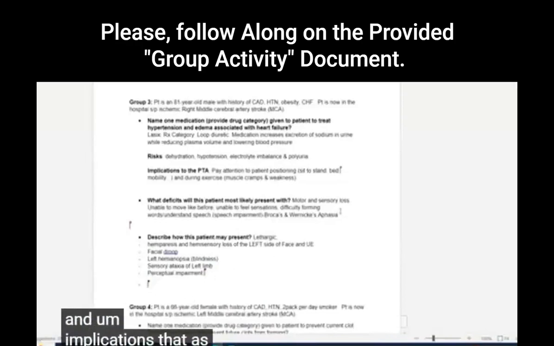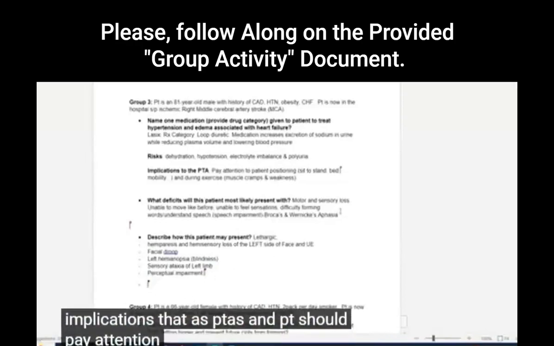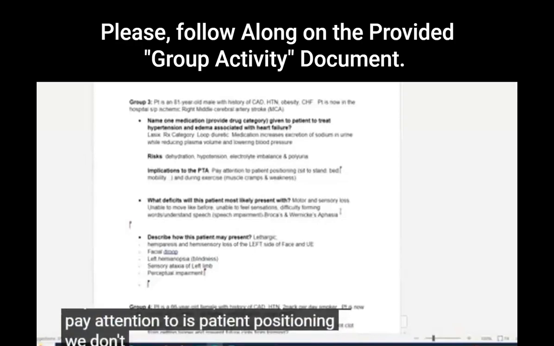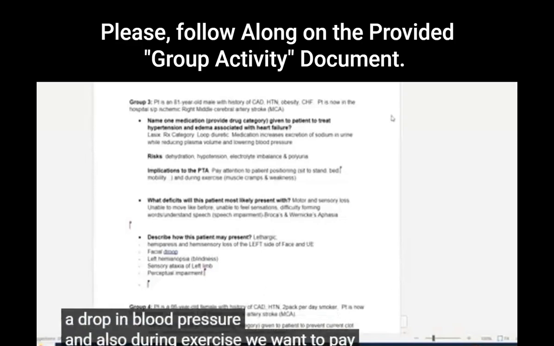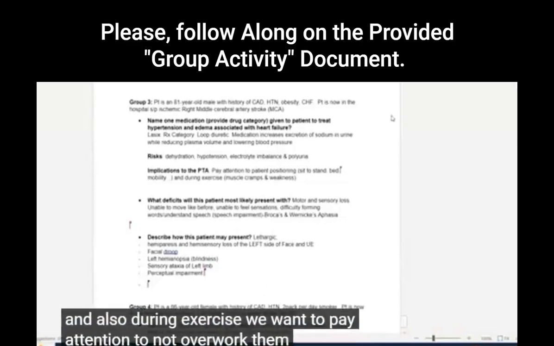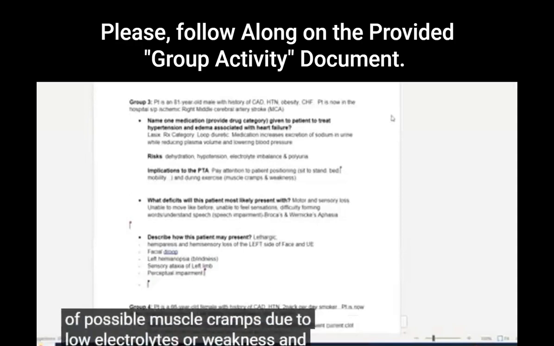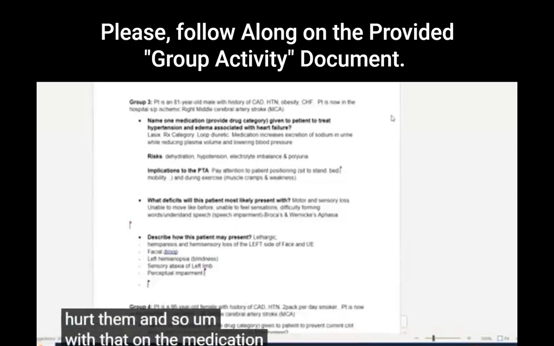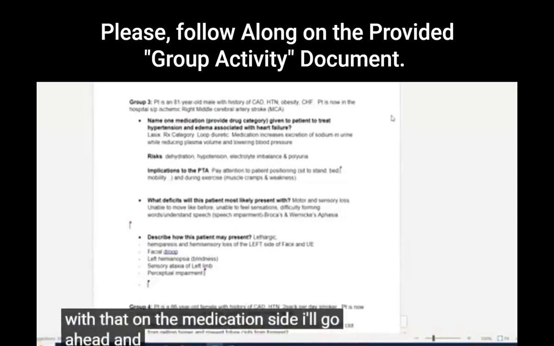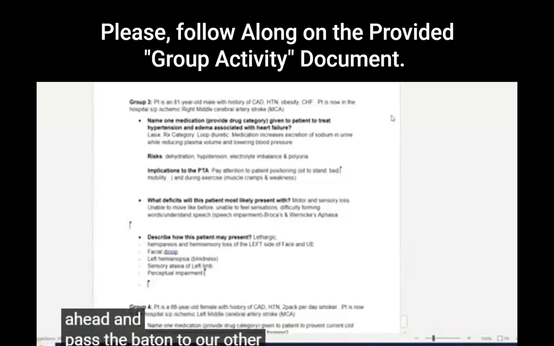Implications that PTAs and PTs should pay attention to is patient positioning. We don't want to have them sit up right away, causing a drop in blood pressure. Also during exercise, we want to pay attention to not overwork them because of possible muscle cramps due to low electrolytes or weakness. We don't want to hurt them. And with that, on the medication side, I'll go ahead and pass the baton to our other teammates.